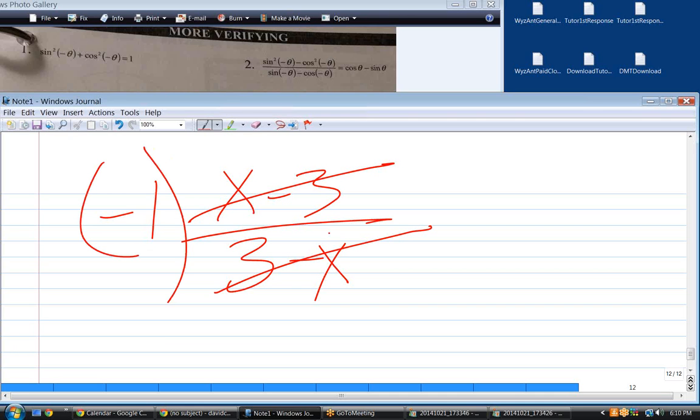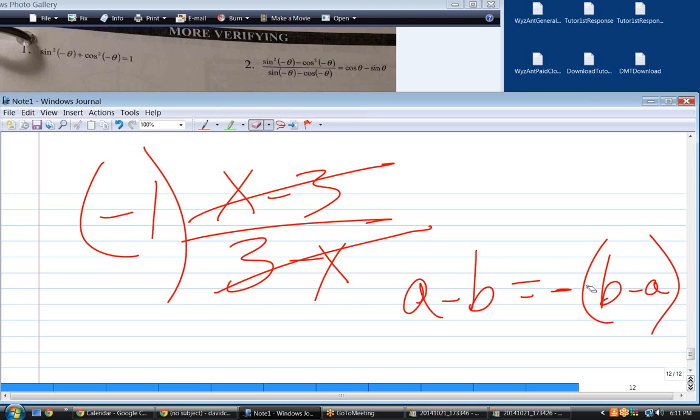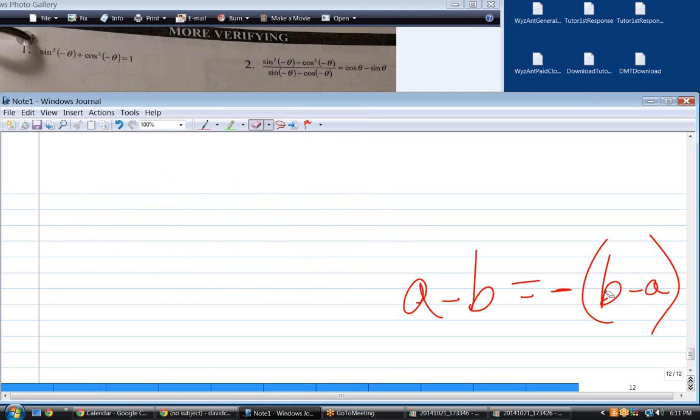So that's an important algebraic principle to remember, that a minus b equals the negative of b minus a. Notice if I distribute that negative, I get a minus b. The parentheses are very important. A minus b is not equal to minus b minus a. It's equal to the negative of parentheses b minus a.